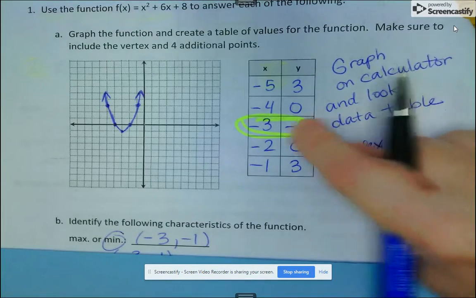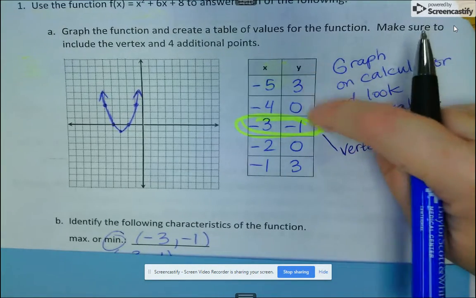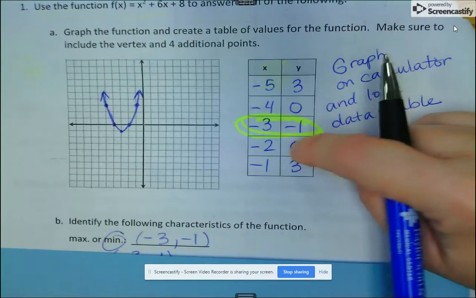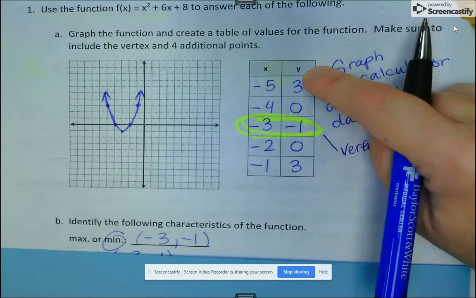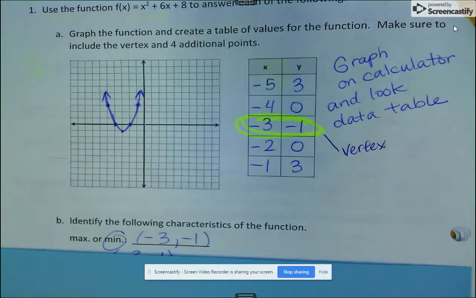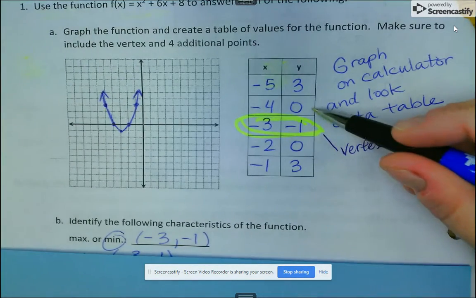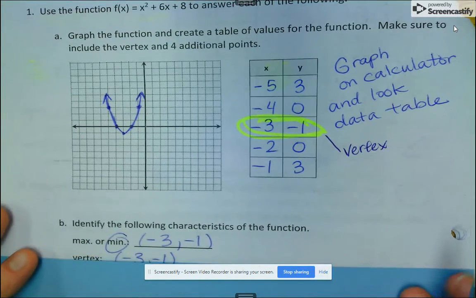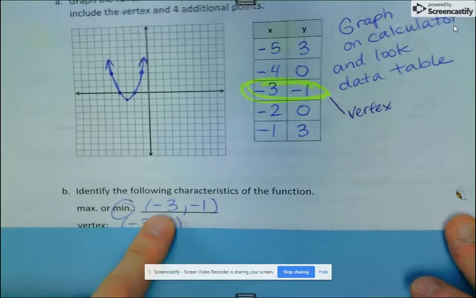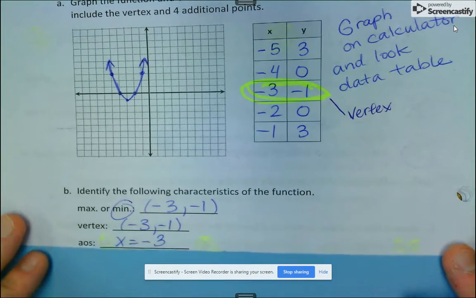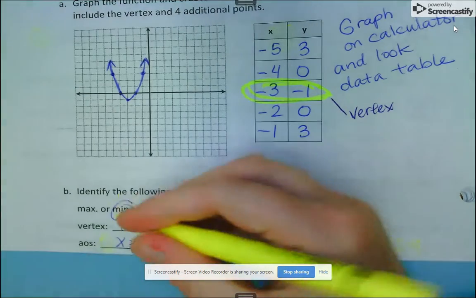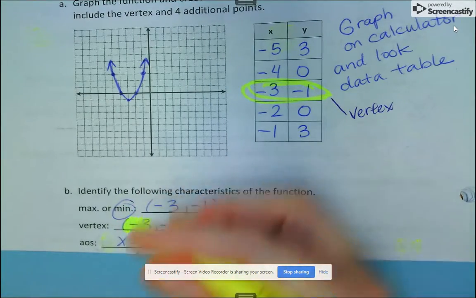And remember, anything on either side of the vertex is going to have mirror image y values. So if you look, the y's are the same on both sides. So that is also a clue, because of the axis of symmetry going through the vertex. When you see y values repeat on either side of a point, that also clues you into that as the vertex. So the min is our vertex. Axis of symmetry just comes from the x value in our vertex.